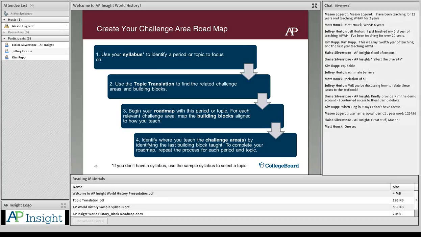So the way we're going to go about it today is I want you to take your syllabus and pick any time period you want to focus on. So again, pick one time period for today. You may or may not get done with that one time period, but you can finish up another time and then do the other time periods later. You've also downloaded the topic translation. That's going to help you figure out, okay, I have this time period, what challenge areas and building blocks will go along with it? And then from there, you can start to use that blank roadmap to fit the building blocks into your syllabus. And once you've taught all the building blocks for a particular challenge area, and that could be different times of the year depending on the challenge area, then you will know when you've taught that full challenge area and you can do the challenge area assessment.